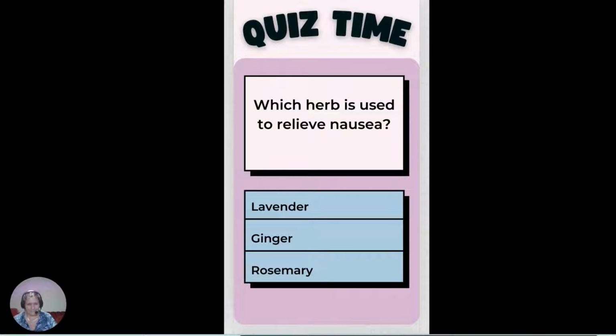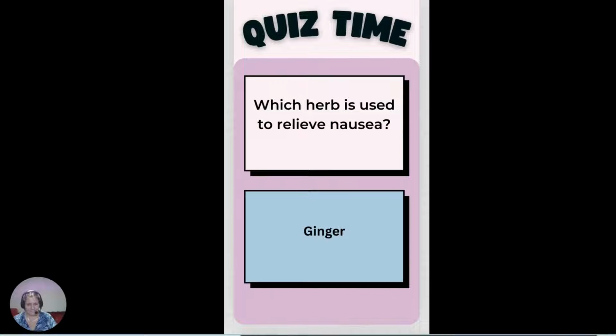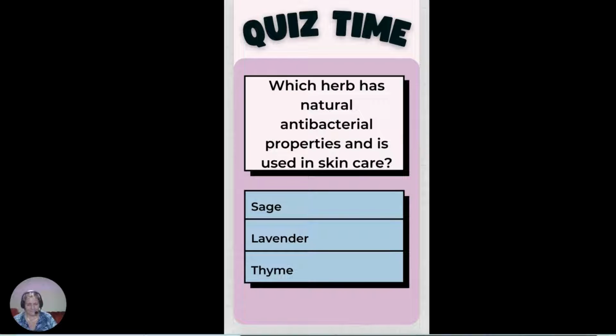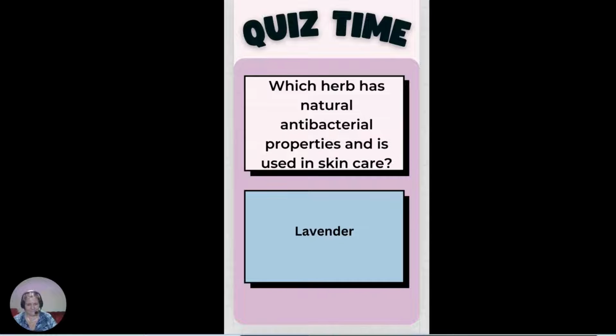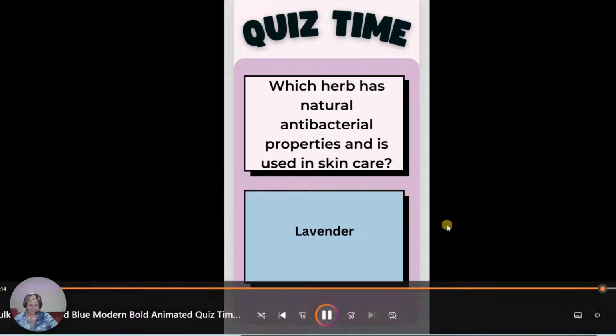Okay, next question. Which herb is used to relieve nausea? This herb has so many uses. The answer is ginger. Which herb has natural antibacterial properties and is used in skincare? The answer is one of my favorite herbs, lavender.